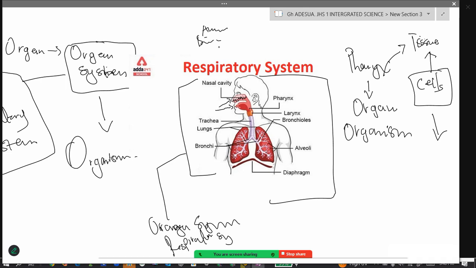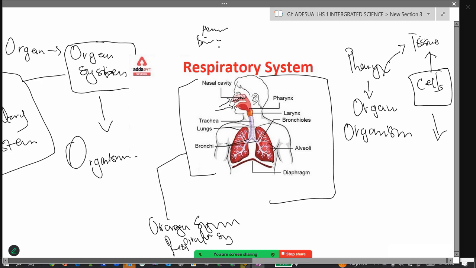Now, when you begin to cough, the reason why you cough is that something bad has entered into the lungs. That is not air. You get it? So when you cough, you are trying to get rid of that thing. So that's why when you inhale those particles, you sneeze or you cough.